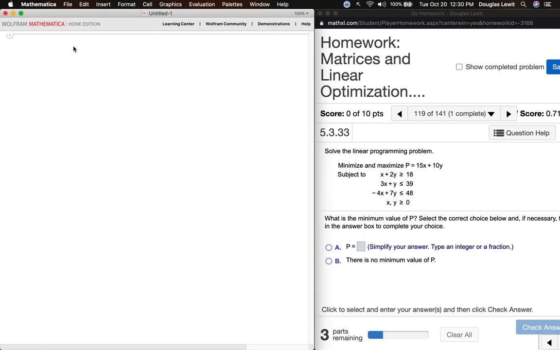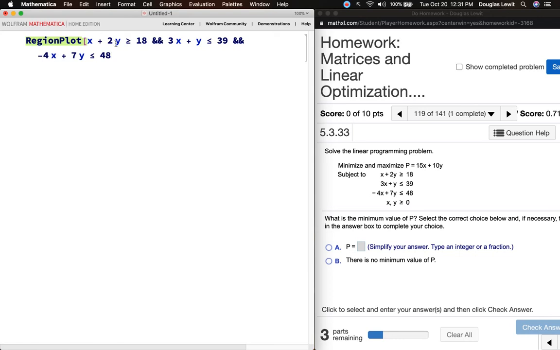Okay, so let's see what the picture is going to look like. Region plot. x plus 2y greater than or equal to 18, and 3x plus y is less than or equal to 39. The double ampersand means and. Negative 4x plus 7y is less than or equal to 48. Remember, when there's a space here, the space means times.